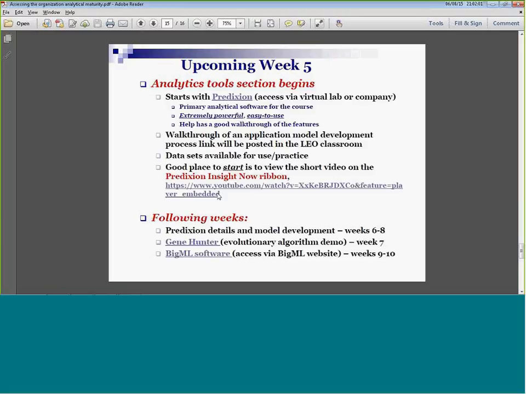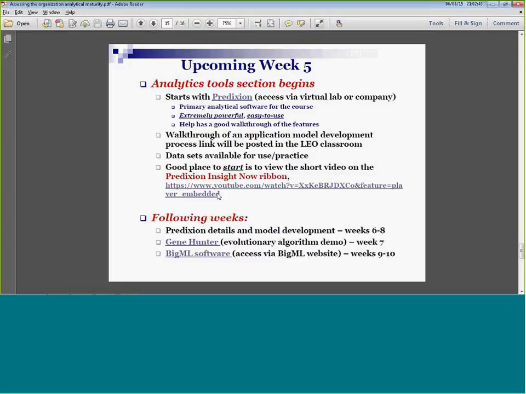Okay, let's say a little bit about upcoming week 5. Week 5, we start a whole new chunk of the course, if you will. We're going to use a software called Prediction. Prediction is an excellent software tool for building analytical models, quite a few. You can build association, cluster, predictive models, etc. You can build multiple models at the same time. You can compare the models. It meets my criteria for software: easy to use, affordable, used in the real world, okay, and useful for class.